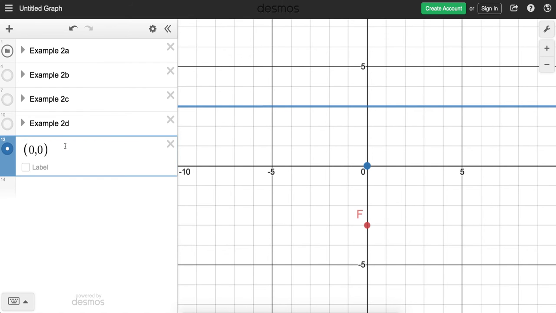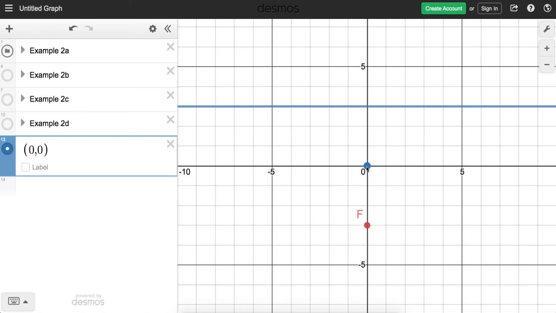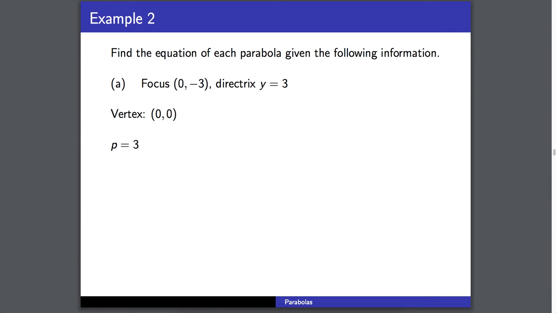And another thing we want to keep in mind is our parabola will contain the vertex and wrap around the focus point, and it will never intersect the directrix line. So in this case, because our focus point is below our vertex, our parabola is going to open downward, which means when we write our equation, the value of a is going to be negative. In this case, our value of p is 3 because our vertex is 3 units away from our focus point and our directrix line.